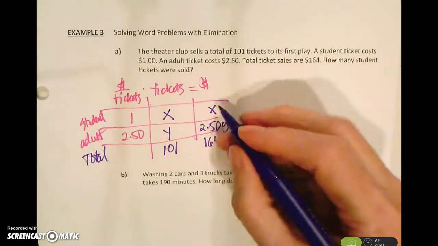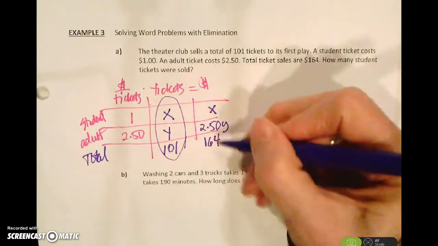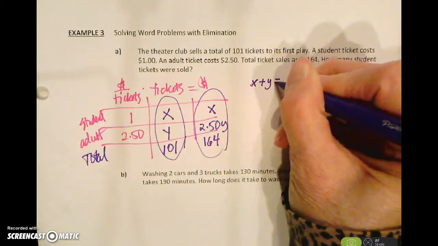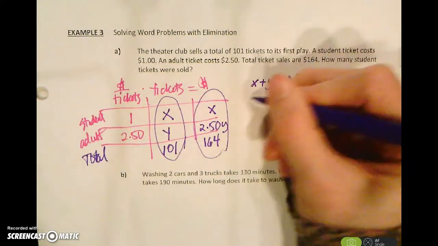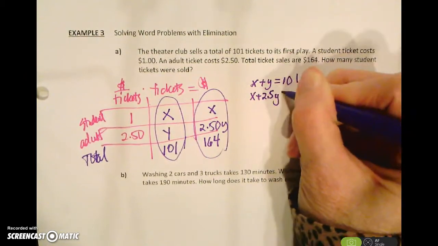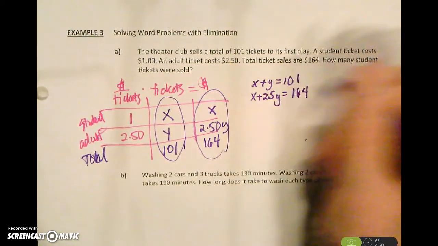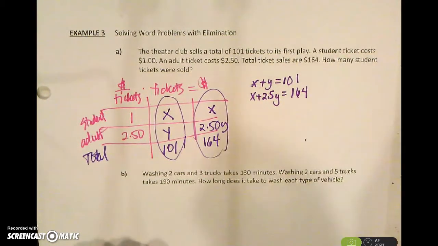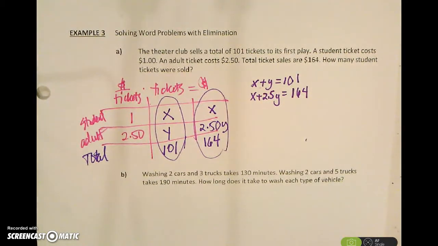The equation is going to end up being here and here. We're going to have x plus y is equal to 101, and x plus 2.5y is equal to 164. We're going to use the elimination method to solve that, and I will let you do that. We'll finish it up in class.